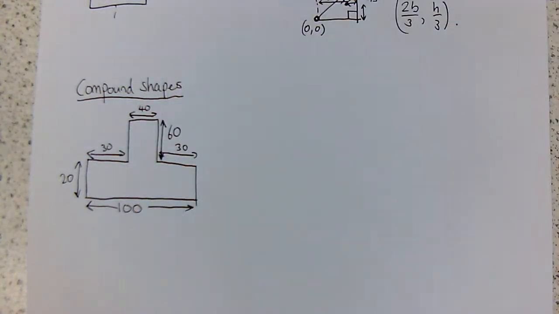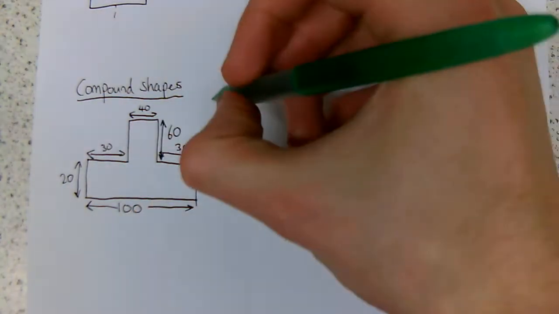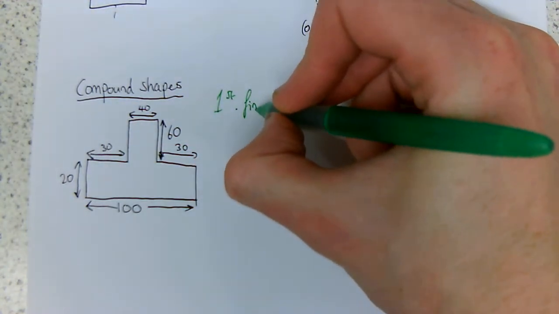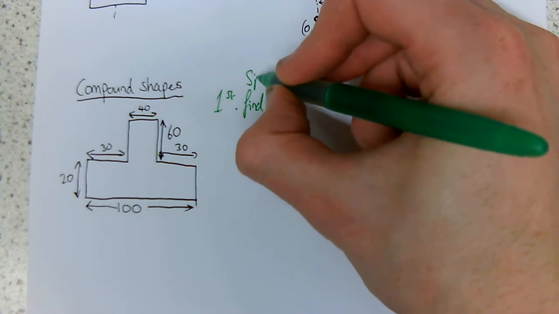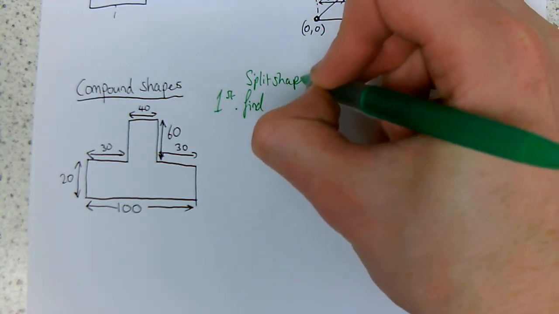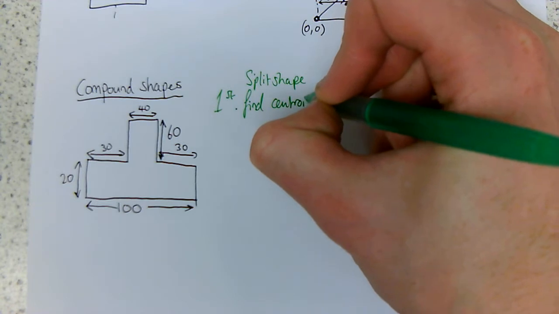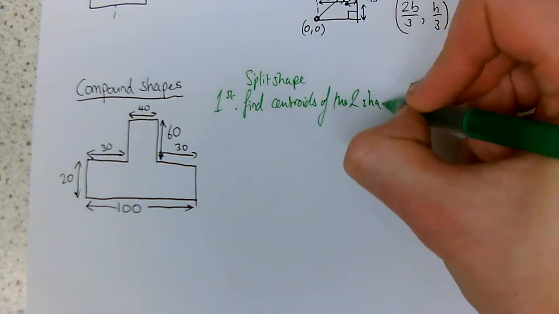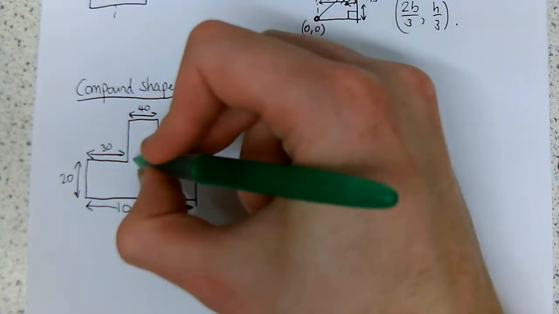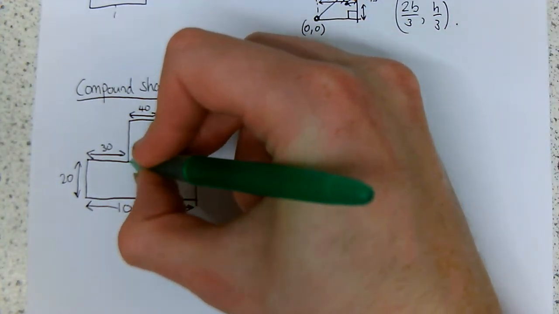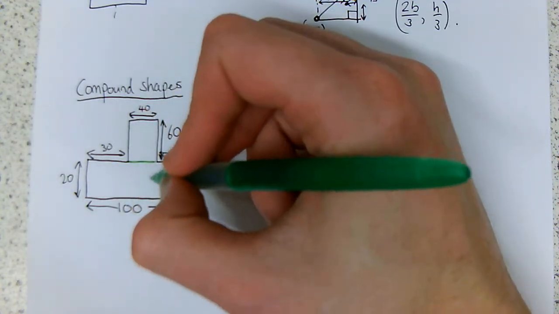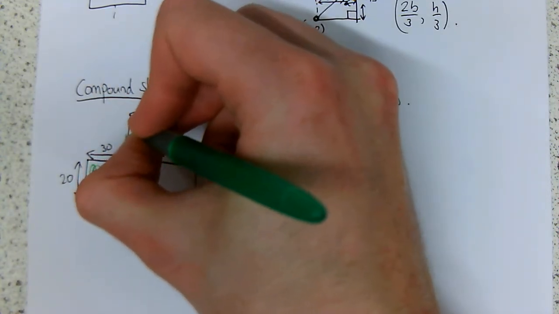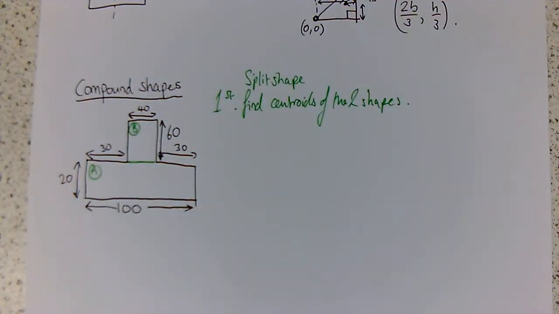Now, to do this, we first need to split our shape and find the centroids of the two shapes we split it into. So let's split our shape here. You could split it into 3, however it's simplest to split it into 2. We can label these A and B, or 1 and 2, it doesn't really matter.